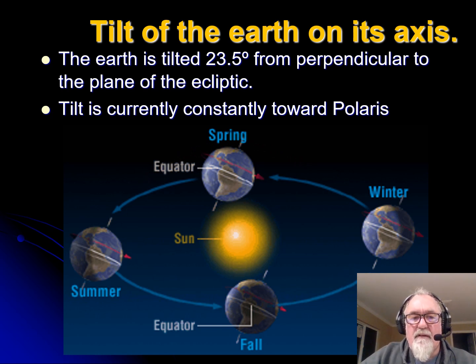In this case, our summer, you can see how the northern hemisphere is kind of pointing towards the sun. The southern hemisphere is kind of pointing away from the sun. This, by the way, is summer for the northern hemisphere, but winter for the southern hemisphere.